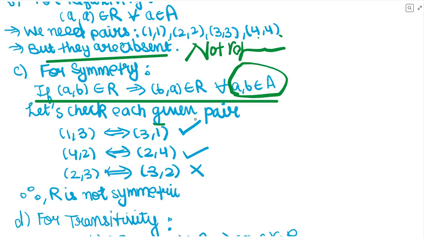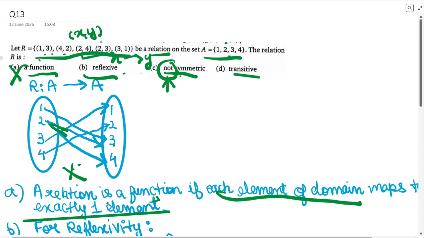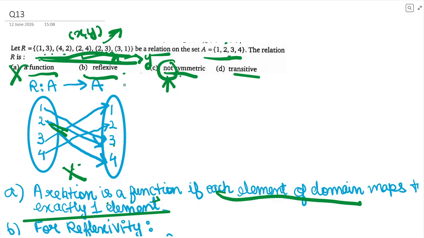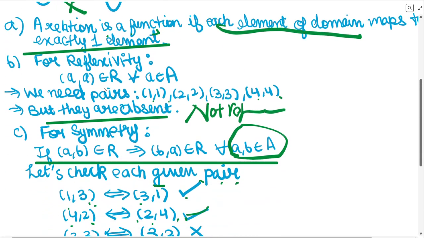So let's check each of the pairs given to us in the relation. So (1, 3) is there, then (3, 1) must be there, which is there. (4, 2) is there, then (2, 4) must be there, it is there. But (2, 3) is there and (3, 2) is not there. See, (2, 3) is there, but (3, 2), do you find it anywhere? No, we cannot find it, right? That means it is not symmetric, right? It is a very basic symmetry check. It is very easy to find all these things.